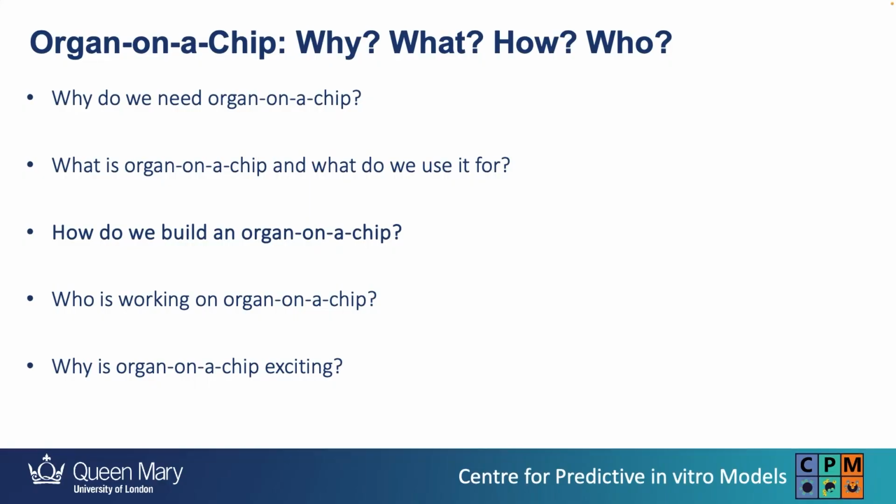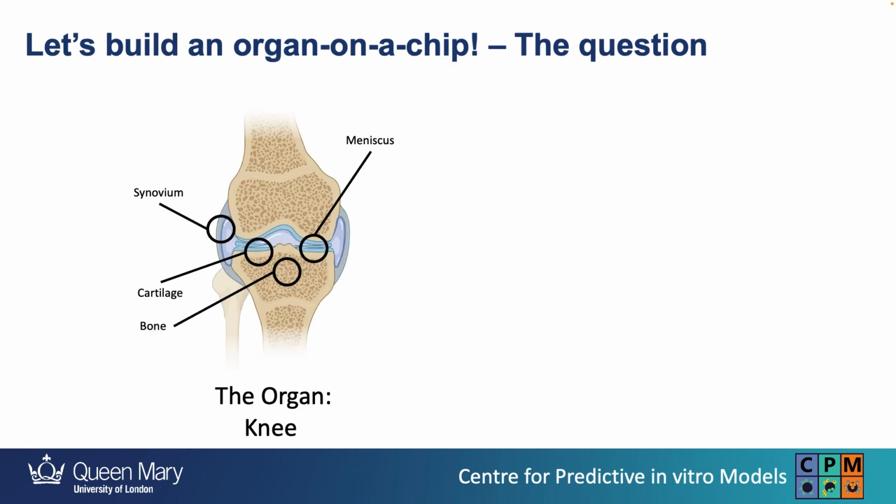Okay, so hopefully we've addressed what is an organ chip and what we use it for. So now we're going to talk about how we actually build an organ chip. And I thought the best way to do this would be for us to sort of build one together in the room today. So as I said, and quite selfishly, I'm going to talk about what I'm really interested in, which is the musculoskeletal system, particularly the human knee. So this is all of my research is focused on the knee. And this is often how we start to build an organ on a chip. We find an organ that we're particularly interested in, and then we start to build around it.